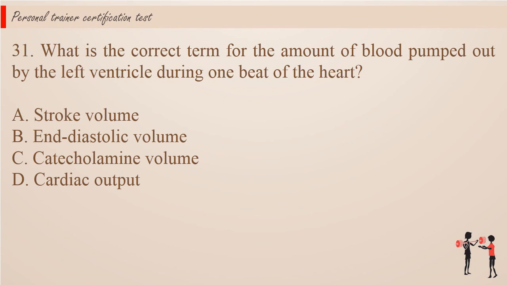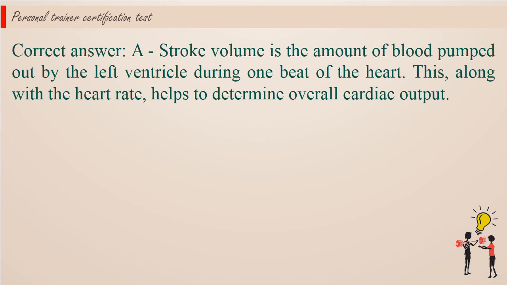Question 31. What is the correct term for the amount of blood pumped out by the left ventricle during one beat of the heart? A. Stroke volume. B. End diastolic volume. C. Catecholamine volume. D. Cardiac output. Correct answer, A. Stroke volume is the amount of blood pumped out by the left ventricle during one beat of the heart. This, along with the heart rate, helps to determine overall cardiac output.